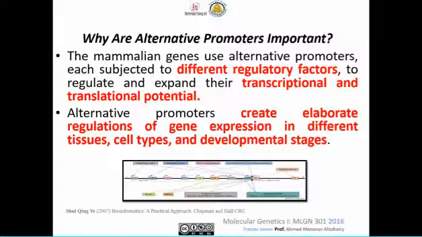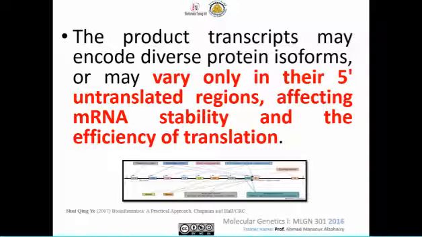Alternative promoters also create elaborate regulation of gene expression in different tissues, cell types, and developmental stages. So you can see now that one gene having different promoters can create elaborate regulation of that gene's expression, so it can be expressed differently in different tissues, cell types, and developmental stages. Same gene, but a different pattern of expression in different tissues.